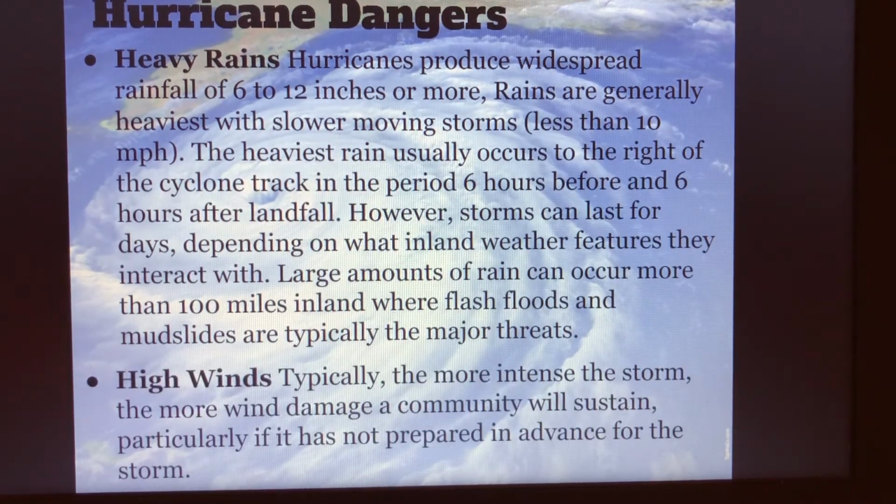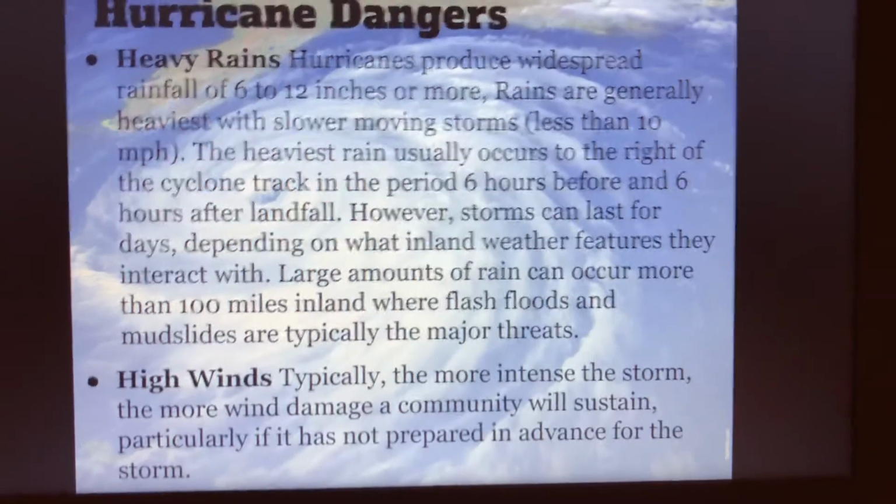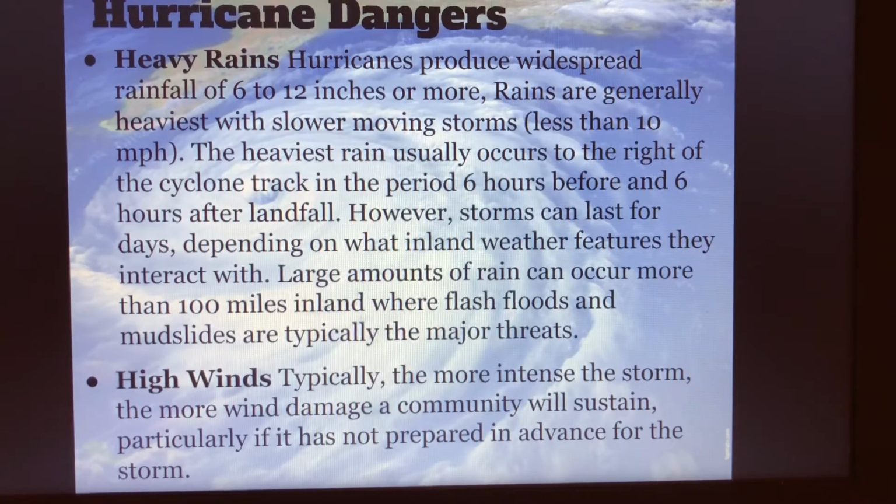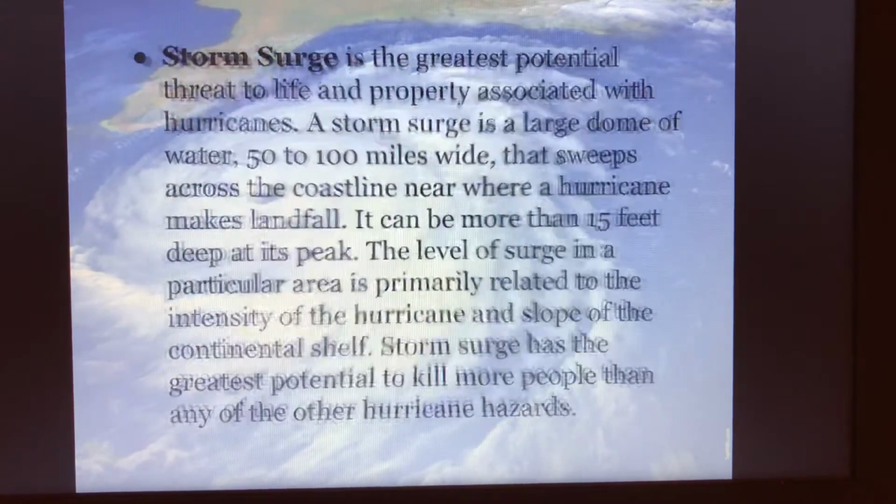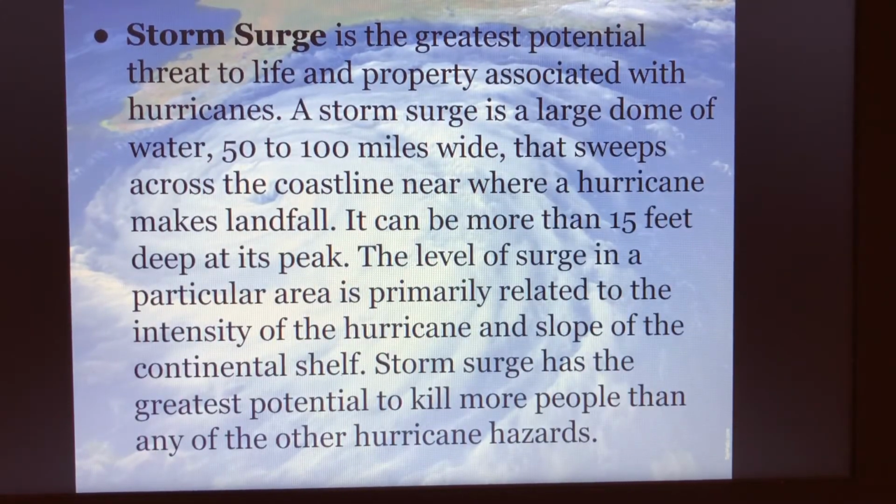Now, winds clearly are going to be a danger, but they're not as much of a danger as the rains and the storm surge are. The more intense the storm, the more wind damage you're going to have, especially if a community's not prepared for it. Storm surge, that is the biggest concern in a hurricane. It's not the wind. It's this storm surge.